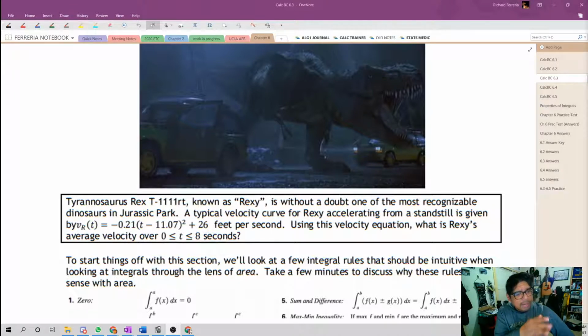RVRT, and that's a lot, so I'm not going to bother reading it all. But using this velocity equation, what is Rexy's average velocity from 0 to 8 seconds? So this is a new kind of question because it's asking for an average velocity, not just for velocity.